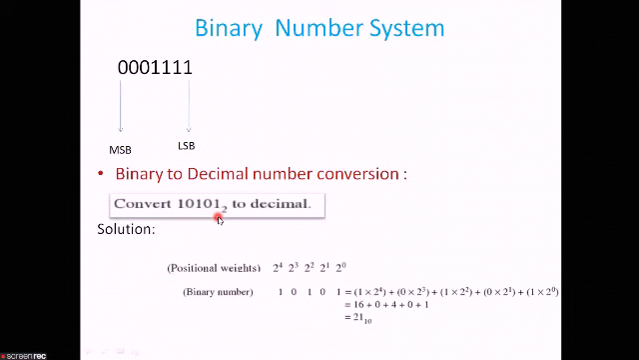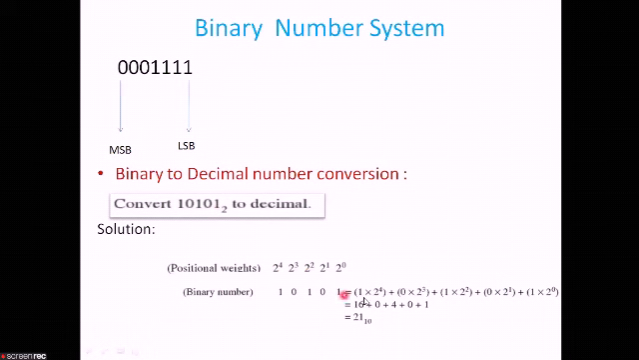Now we will write the positional weights here. These are the positional weights. We write 2 to the power of 0, 2 to the power of 1, 2 to the power of 2, 2 to the power of 3, 2 to the power of 4. And after that, we write the number like this, 10101. So what is the weight of this? 2 to the power of 0. This 0 is 2 to the power of 1. This 1 is 2 to the power of 2. This 0 is 2 to the power of 3. And the positional weight of this 1 is 2 to the power of 4.